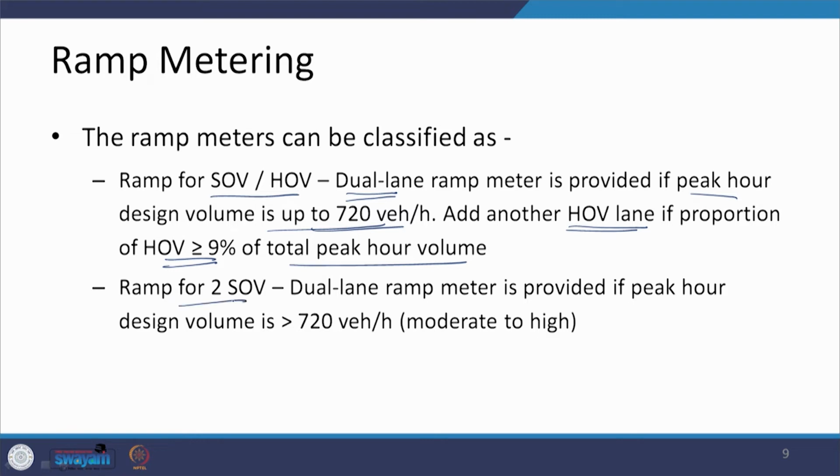Then ramps for two SOV is another case, that is two single occupancy vehicles. So, a dual lane ramp meter is provided. In this case, the peak hour traffic is going to be more than 720 vehicles per hour. So, with higher traffic values, even for single occupancy vehicles, more lanes are going to be provided.